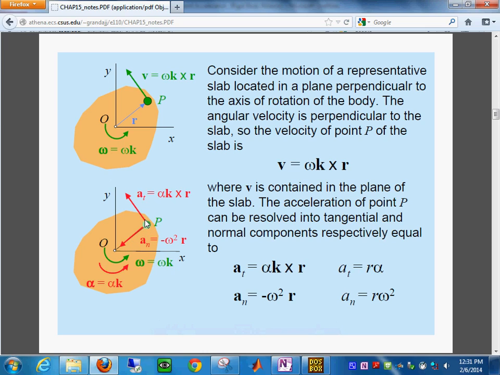So alpha cross R, obviously alpha is out of the picture, out of the screen, and then cross R, which would be at P, and that would be the tangential acceleration. But for the other one, omega cross omega cross R, omega is a vector coming out of the board. Put it right here and imagine yourself crossing that vector with omega k cross R. You're going to get one vector in this direction like this. And that's exactly what you see here.